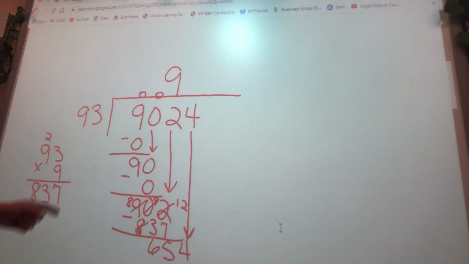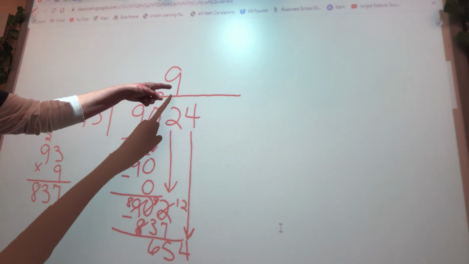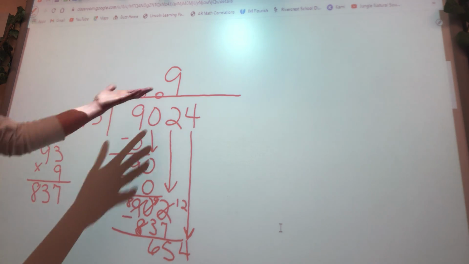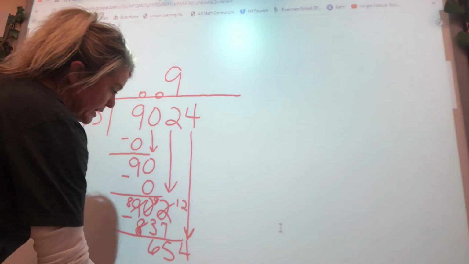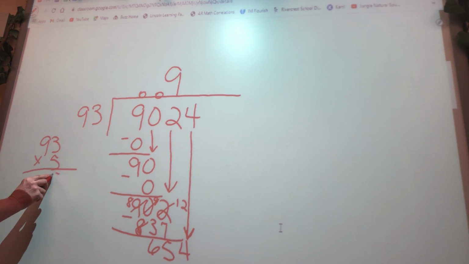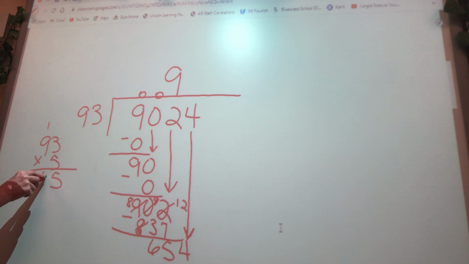93. Will it go into 654? Yeah, it will. And we know that 9 times 93, that's too much, isn't it? That's 837, so a 9's too high. So I'll go down a little bit. And I'm gonna try a 5. Okay, 93 times 5. 5 times 3 is 15, carry the 1. 5 times 9 is 45, plus the 1 is 46. Will that work? Yeah.